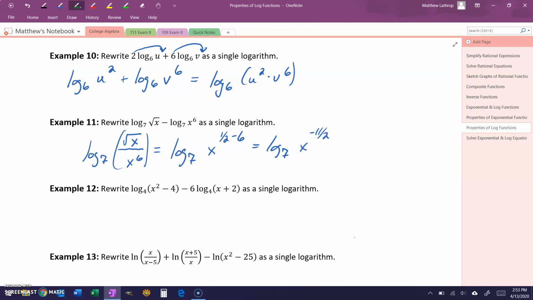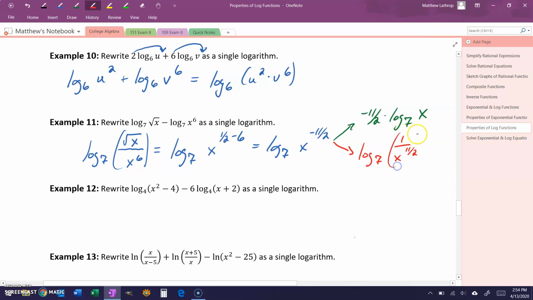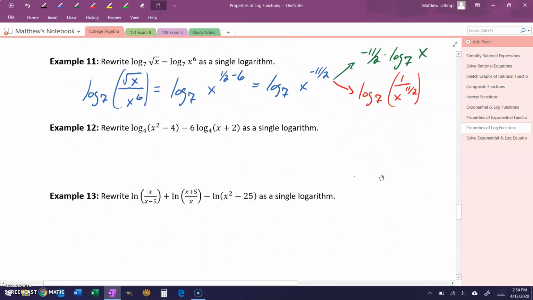From there we have a couple of different ways we could go about simplifying this down a little bit. We could bring that negative 11 halves out as a factor in front. Or we could just get rid of the negative exponent by writing this as the log base 7 of 1 over x to the 11 halves. So keeping in mind there are just a few different ways that we could rewrite or rearrange those final pieces to still have an equivalently correct answer.